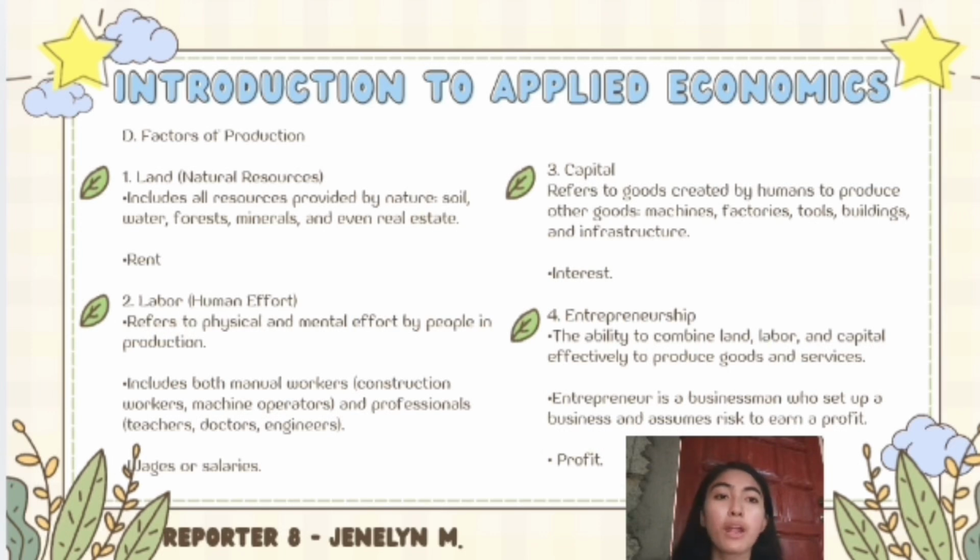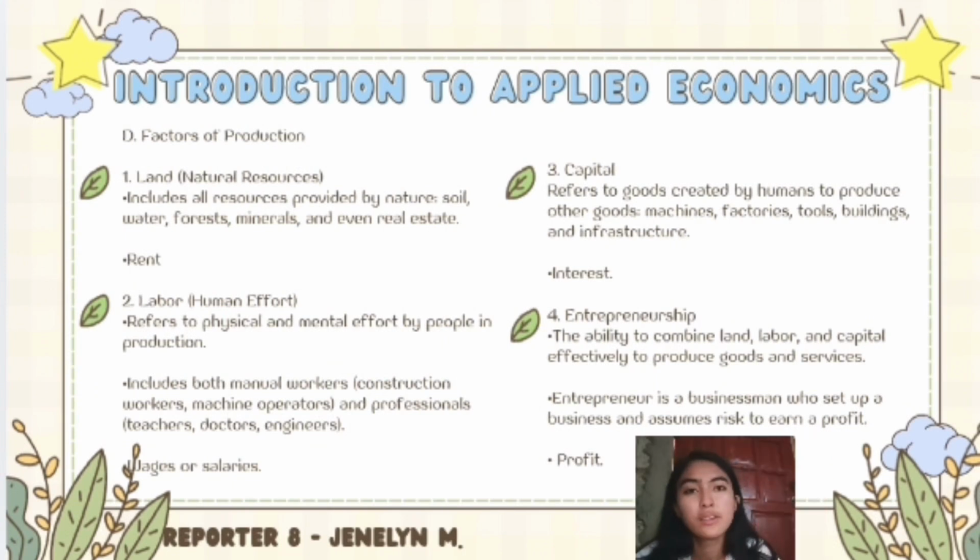So unsay ma-earn sa tag-iya sa truck? You will get 2,000 per trip as income for letting farmers use your truck or your capital. So the owner of the capital earns an income called interest. The last one is entrepreneurship.